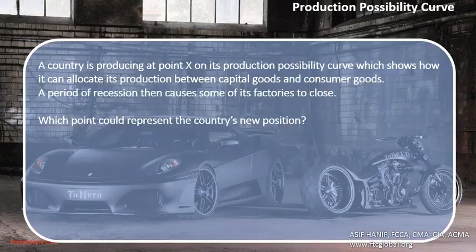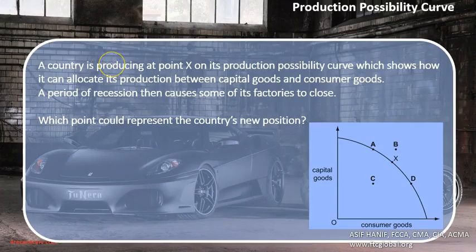One more question. A country is producing at point X on its production possibility curve, which shows how it can allocate its production between capital goods and consumer goods. Capital goods on the y-axis, consumer goods on the x-axis. A period of recession then causes some of its factories to close. Recession, economic downturn. Recession is when the economy starts shrinking. Recession is the reduction in your GDP growth rate. It becomes negative. The economy shrinks. We'll discuss later in your macroeconomics.